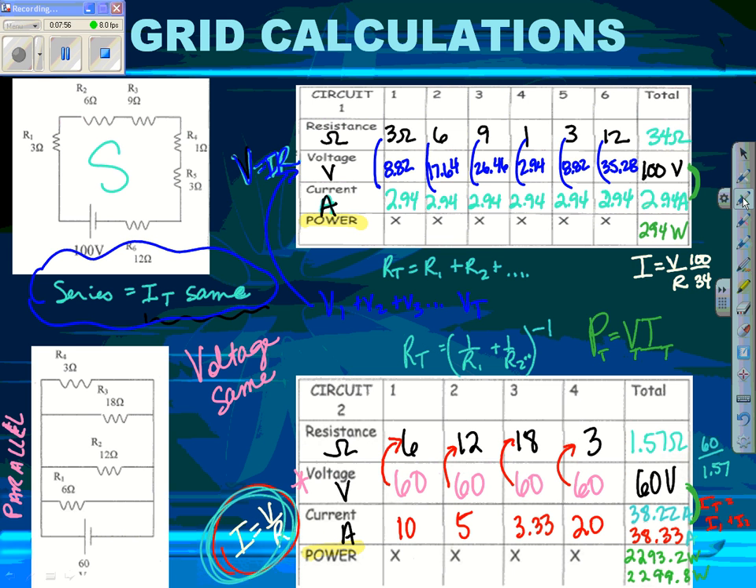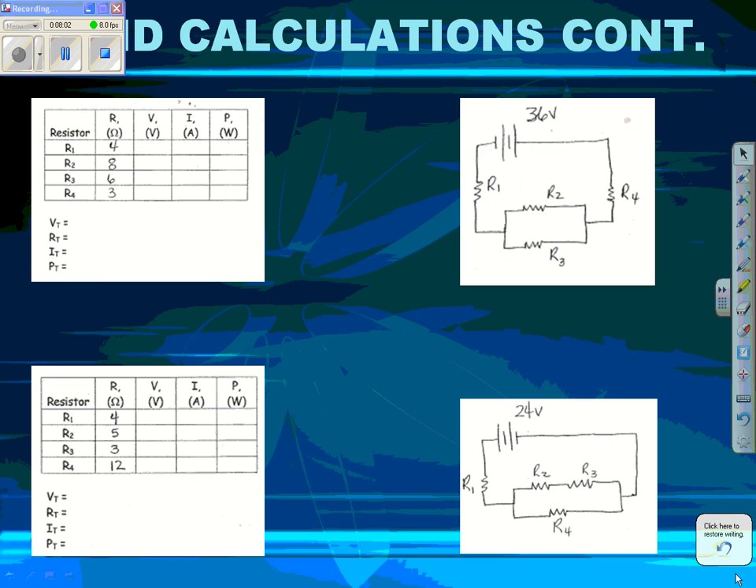Okay, moving on, I'd like to go ahead and talk about your next set of grids on your review. These sets here have multiple pathways, but also have resistors that are in single pathways. Since they are both, these are going to be complex circuits, which means we have to use parallel and series rules.